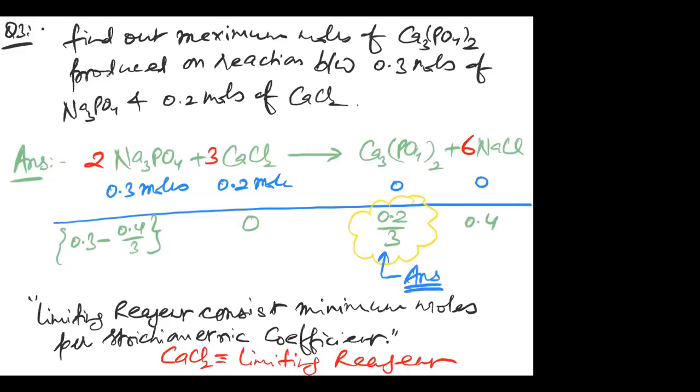So in this question again, one of the easy tricks to find the limiting reagent is that it should have the minimum moles per stoichiometric coefficient. I can elaborate the same thing in another example. Let's say it is example number 4. It is 2A + 3B + C converting into 7D, suppose.